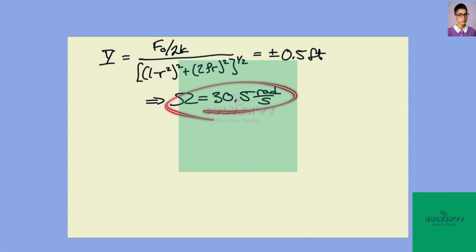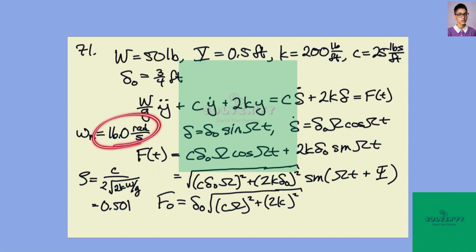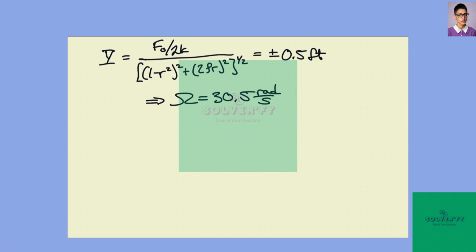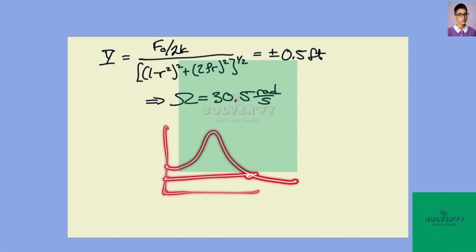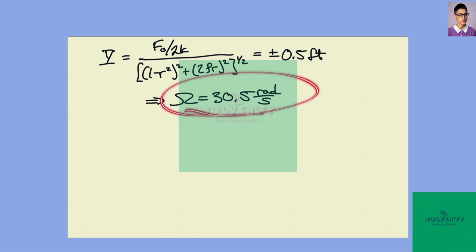We can see that this is above the natural frequency, and that was what we'd expect from this curve here. Since we're down here, we'd expect to be out here above the natural frequency. And so that's what we get for our excitation frequency if the response amplitude is half a foot.